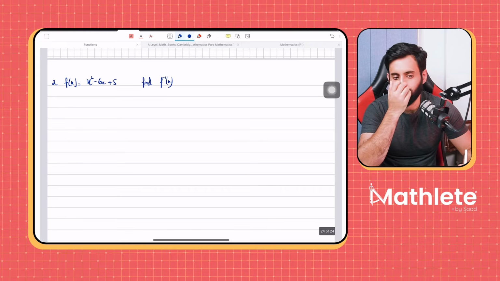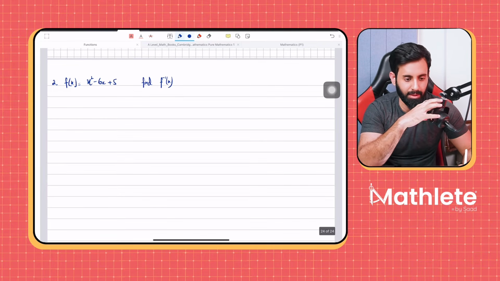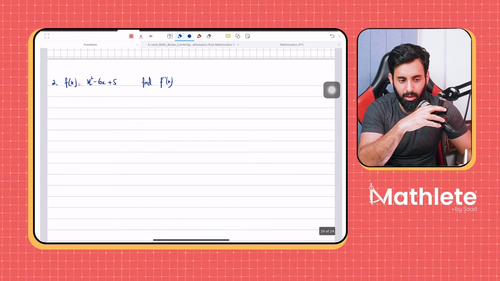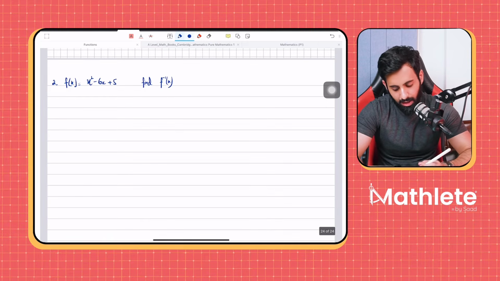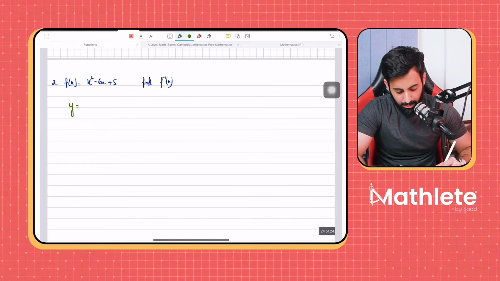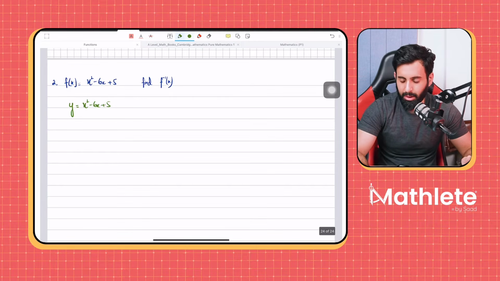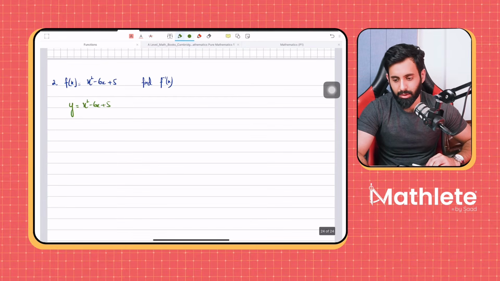So what are you going to do? How do we find the inverse of a quadratic function? We know that we have to make y the subject. Okay, let's do it step by step. We have to replace f of x with y and then make x the subject. So here's the first step. Now the question is, how do I make x the subject over here?